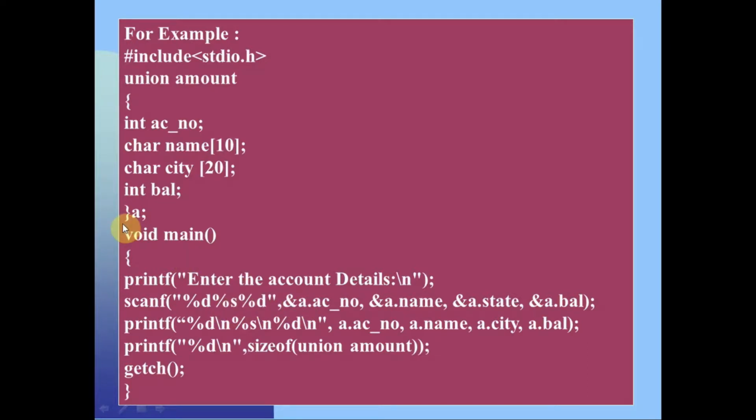If you are accessing the data with the help of a, the union variable name, dot is used for accessing the union data members. So a dot account number, comma, ampersand name, then state, comma, then balance. Here printf prints the data we already got as input. Then sizeof union amount gives the overall size of the union.